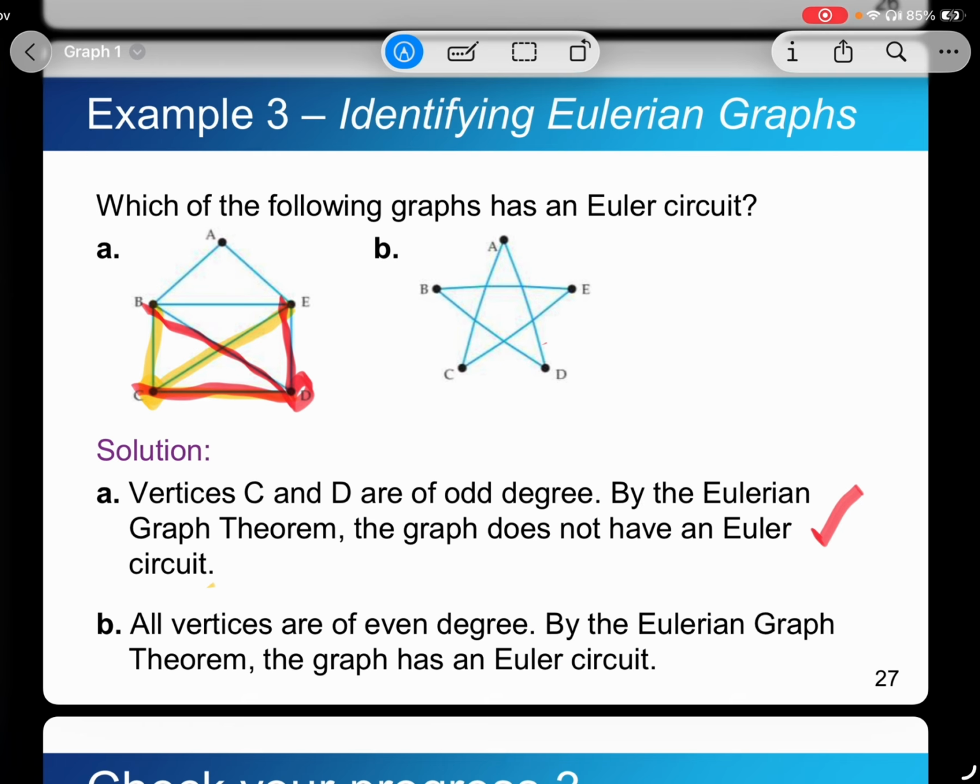Next, in our second graph, all vertices are of even degree. So by the Eulerian graph theorem, the graph has an Euler circuit. Let us see. In C, we have A and then E. In D, we have A and then B. In B, we have E, and then D, and so on and so forth. So this has an Euler circuit.